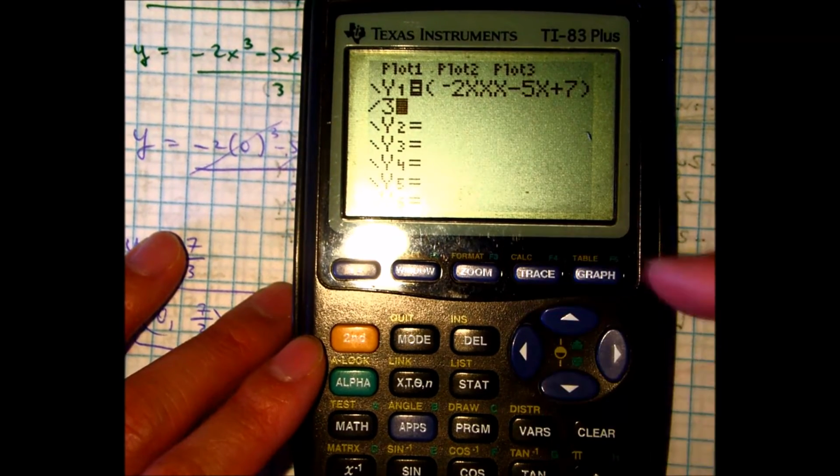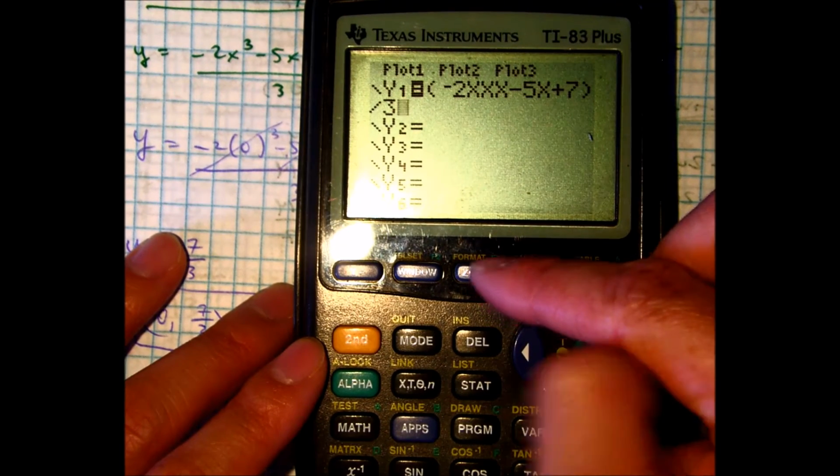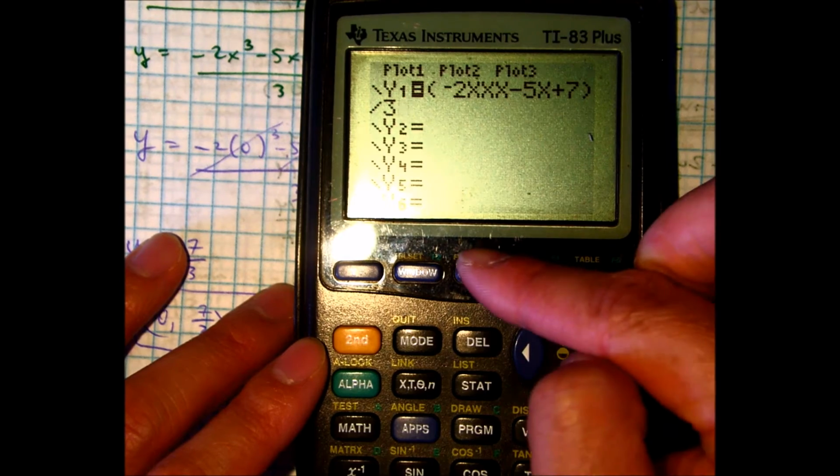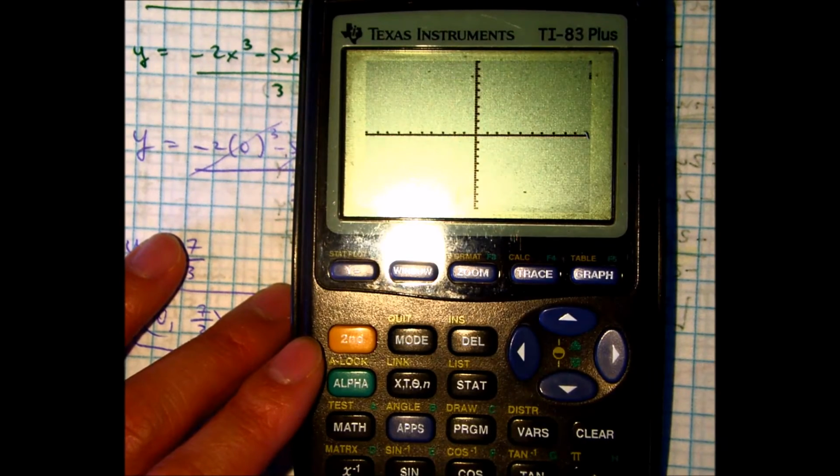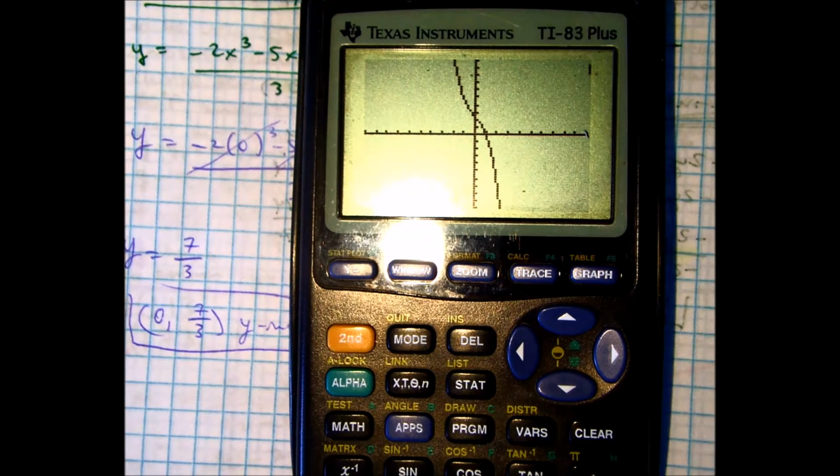Alright, to graph it, you can always just press graph, but we always start with zoom what? Zoom 6, standard. So let's see what happens. Alright, we got a graph. Raise your hand if you got that graph. Okay, now we got to change the window.